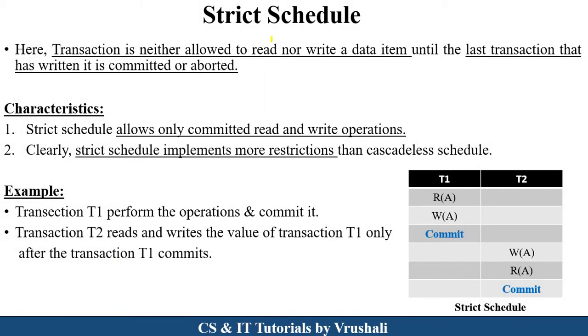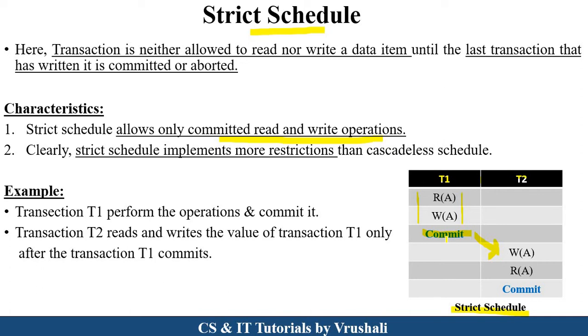Now here, what exactly is a strict schedule? A strict schedule has the property that it allows only committed read and write operations. How? See here, in this particular example, this is a strict schedule. In this schedule, there are two transactions T1 and T2. So first T1 performs read and write operations and it mentions the commit. Means whatever operations it performed, the values are permanently stored in the database, right? And after commit only, write operations are performed. This is called a strict schedule.